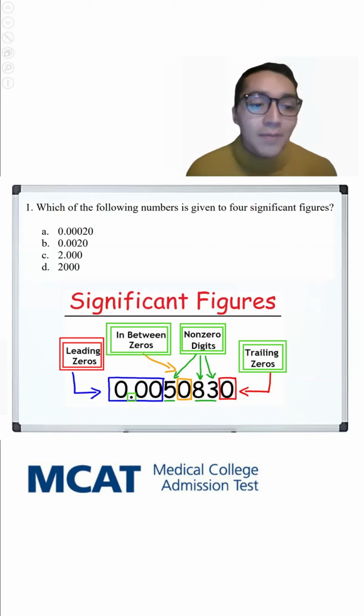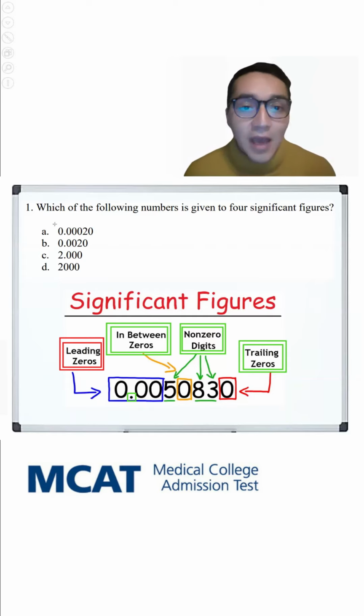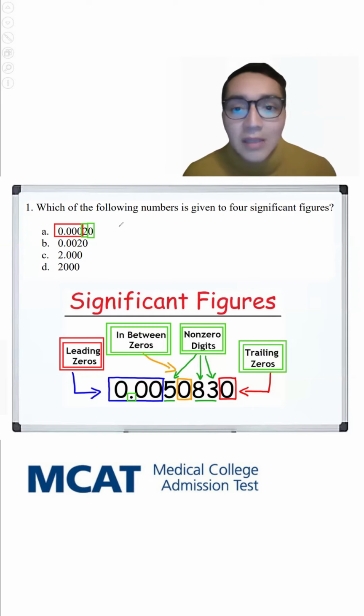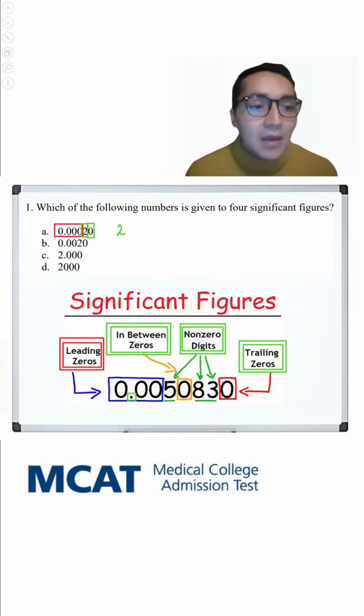First of all, we need to identify if this number has leading zeros. I can identify 4 leading zeros, okay? And after this, I can identify the non-zero digit, number 2, and the trailing zero. So in this case, I have just 2 significant figures. Next, let's review the next option.